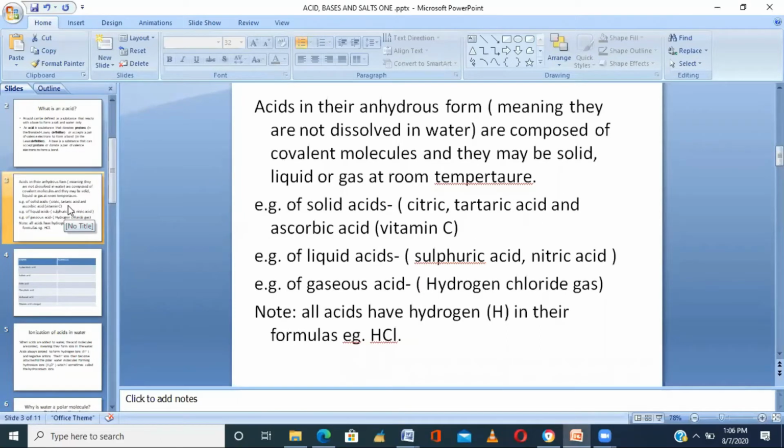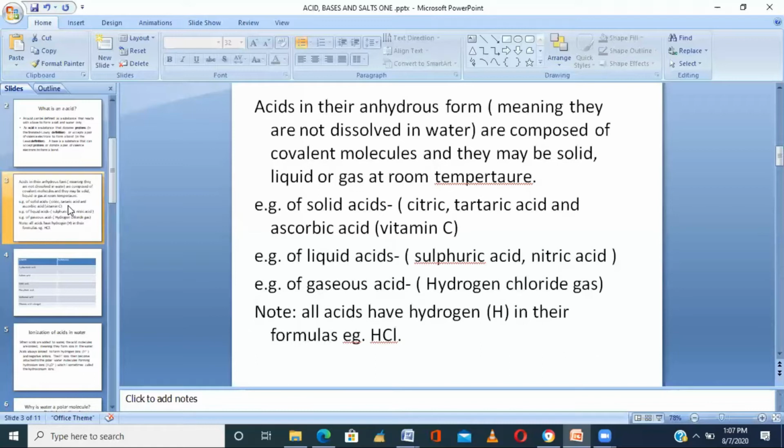Acids in their anhydrous form. So the word anhydrous means that they're not dissolved in water. So make note of that term. If we say it's an anhydrous acid, we mean that this acid is not dissolved in water. Good, so it's not an aqueous acid, it's anhydrous. They are composed of covalent molecules, and we know what covalent is, right? It's between two nonmetals, and they may be solid, liquid, or gas at room temperature. And room temperature is 25 degrees Celsius or 298 Kelvin. Those are things that you're supposed to remember from fourth form.